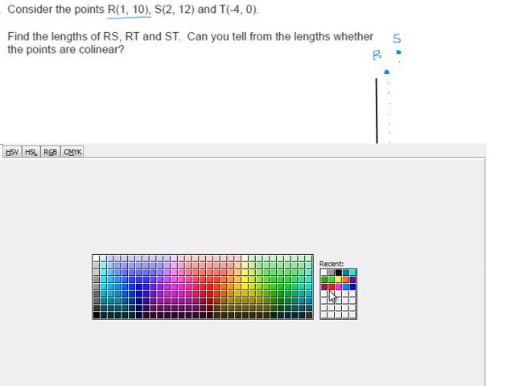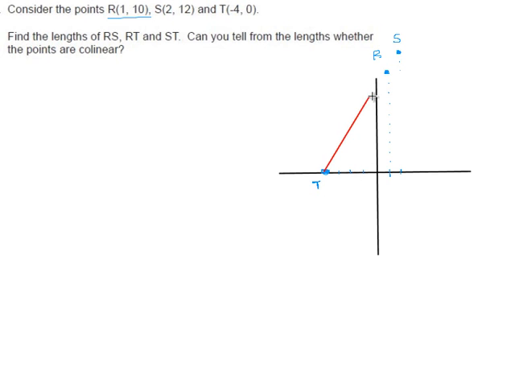Okay, so there's a line that goes from T to R, and there's a line that goes from R to S. Are those the same line? Collinear means, is there a single straight line that goes through all of them? It looks like it from the sketch, within the limits of my ability to draw, but the way we test this for sure is, if you take the distances TR and RS and add them together, they should come out to exactly the same as TS.